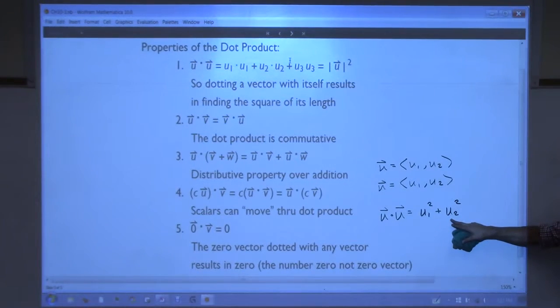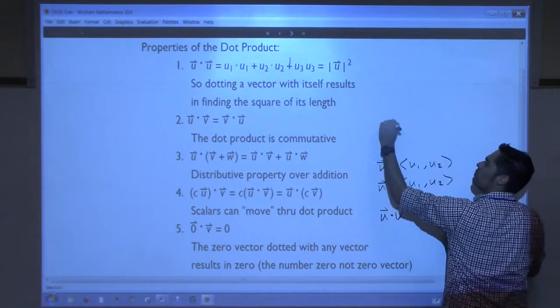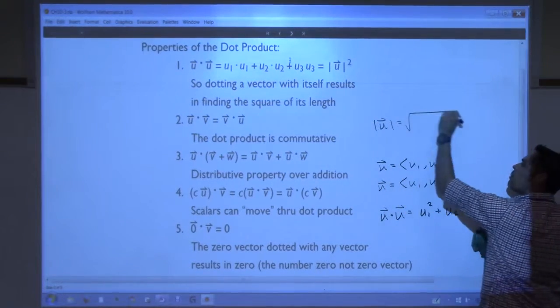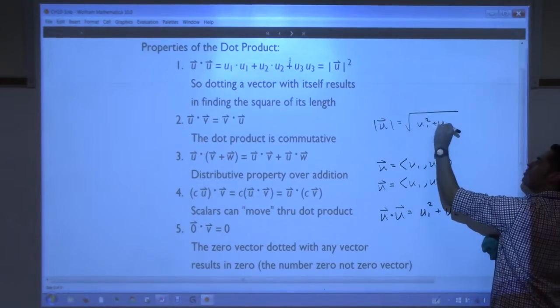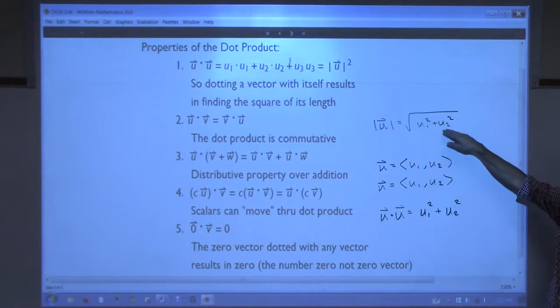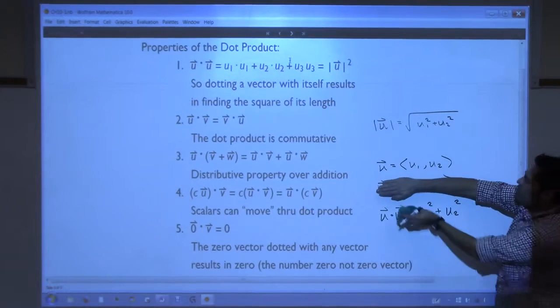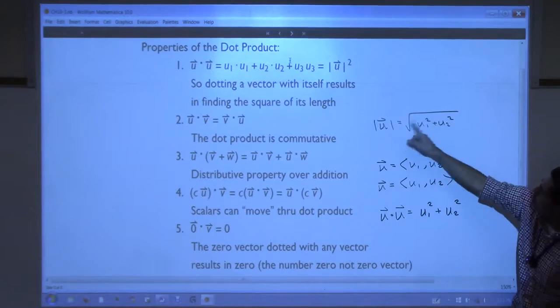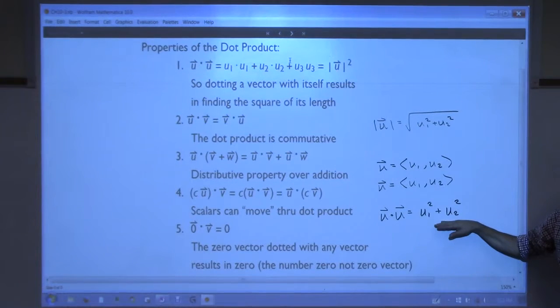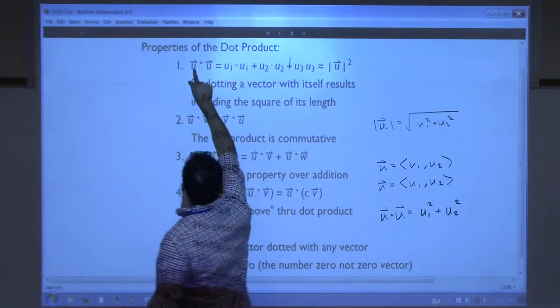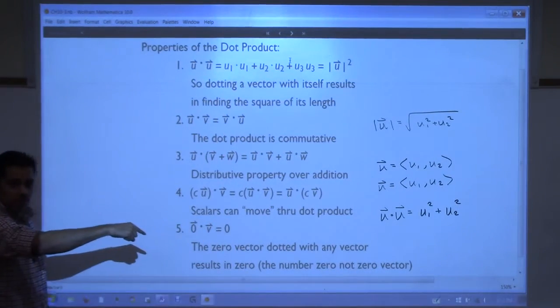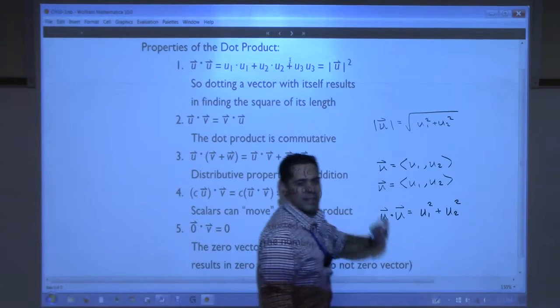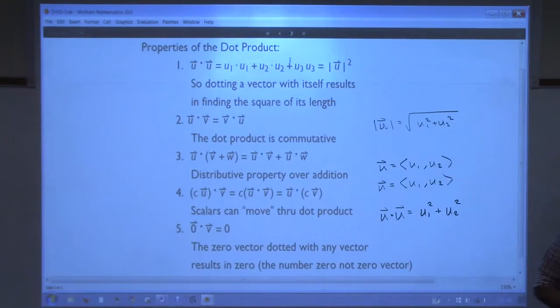Does that look familiar? Well, what's the magnitude of u? The square root of u1 squared plus u2 squared, isn't it? Isn't that the definition of the magnitude of u? If I gave you this u and I said, how long is that, you would say that. But if I square this, isn't it this? See that? So that's where this is coming from. You take a vector, you dot it with itself, it gives you the length of the vector squared. That's only if you dot it with itself, though.